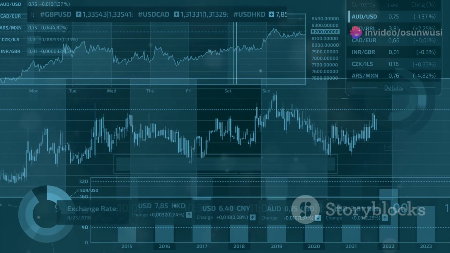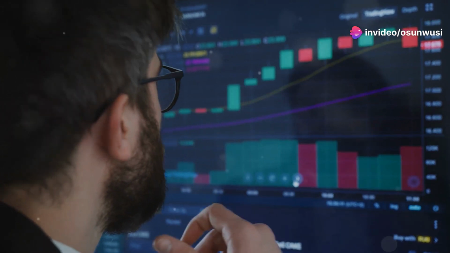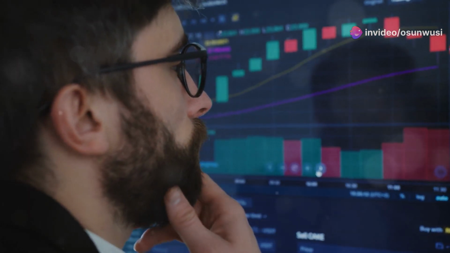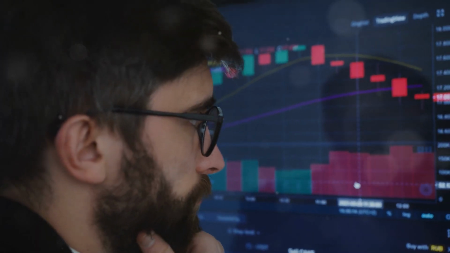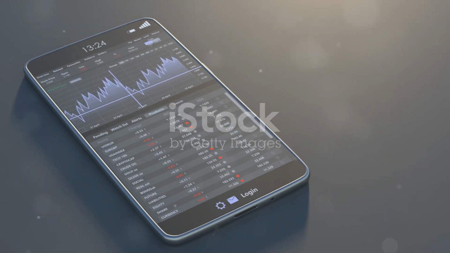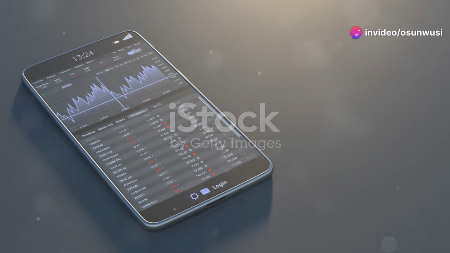Lastly, practice good risk management. This is vital for long-term success. Always set stop-loss orders to protect your investments. This helps you limit potential losses and manage your risk effectively. Consistent risk management can make the difference between a successful trader and a struggling one.